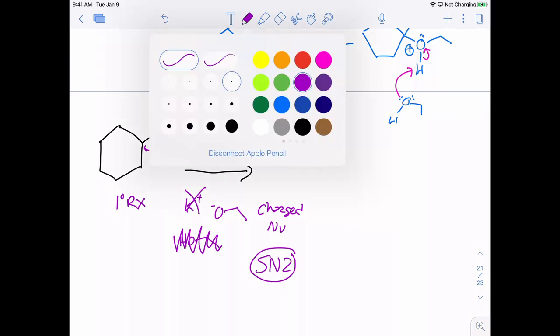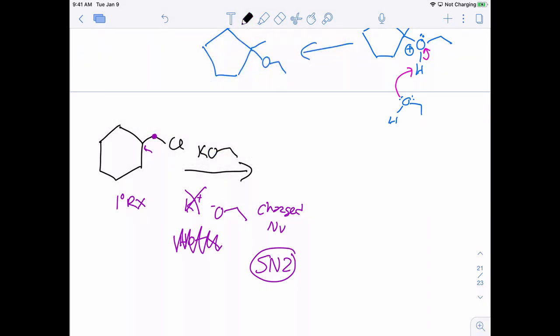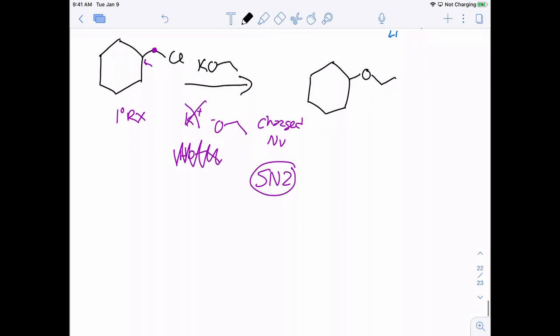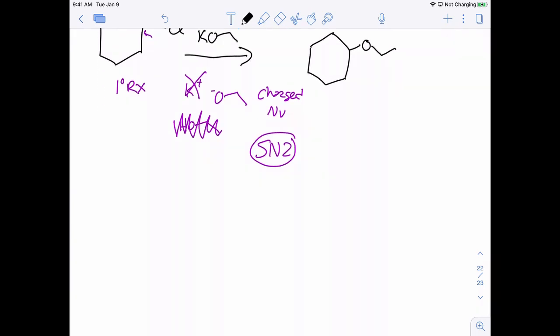So my product, if it was chiral and this one isn't, but again, if it was, we want to make sure our stereochemistry is inverted. So that would be my answer. Again, please practice the mechanisms on these. If you have questions on them, make sure you ask me at some point. But again, you are responsible for the mechanisms, and the more you practice them, the better it's going to be.